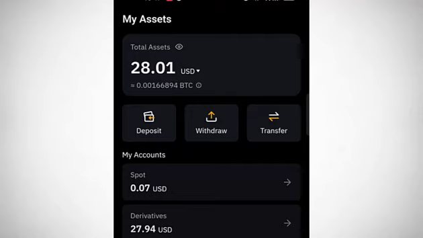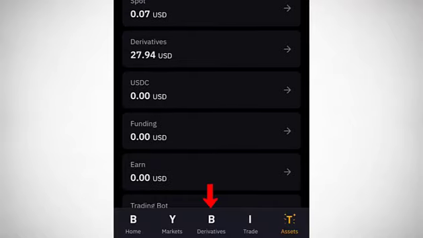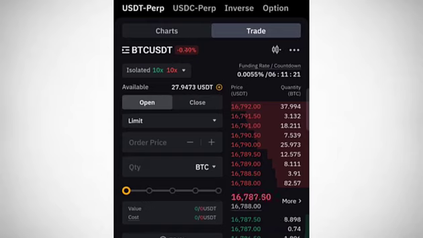You really need to have money in your derivative wallet to be able to trade crypto futures on Bybit. Then you click on the derivative button, which is the center button at the bottom of this app. Once you click on derivative, it brings you to the Bybit futures trading interface.